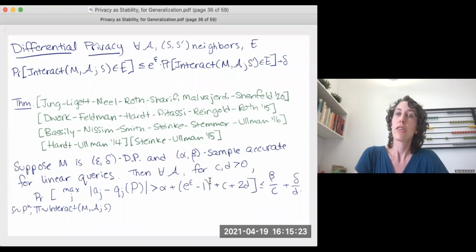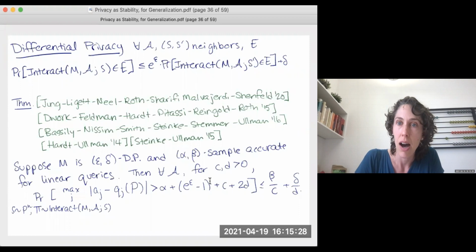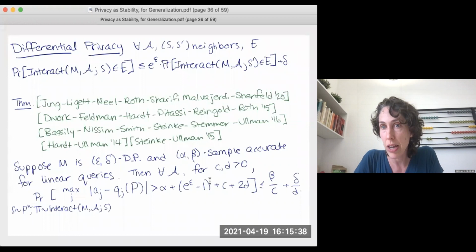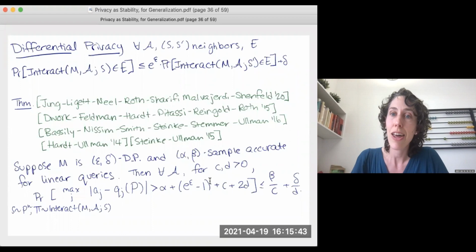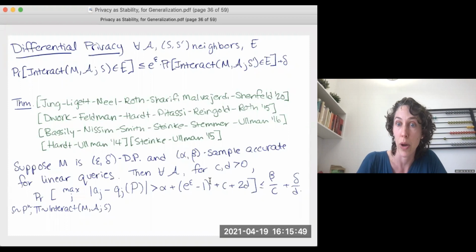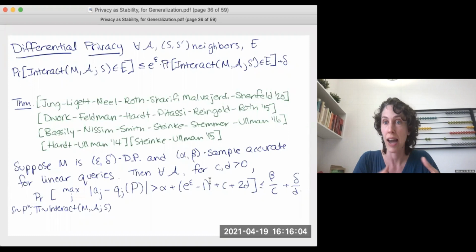It means that if you do science on a sample, but you do it differentially privately, then you can guarantee distribution accuracy. Let me preview what the implication of this is going to be. I remind you that we know how to answer quadratically many linear queries accurately with differential privacy. And basically, we're going to inherit exactly that. We're going to be able to answer quadratically many queries while getting a guarantee of distribution accuracy.